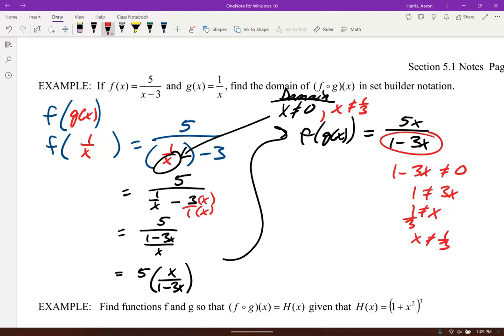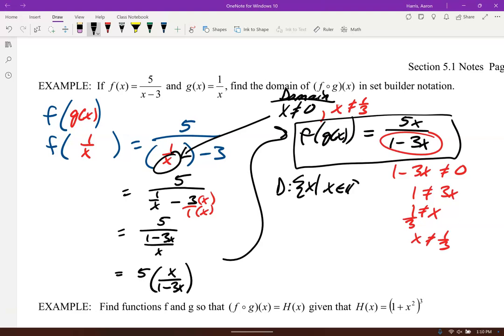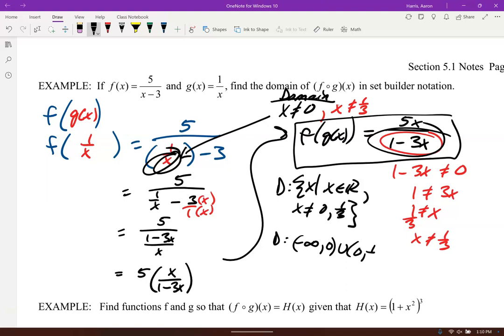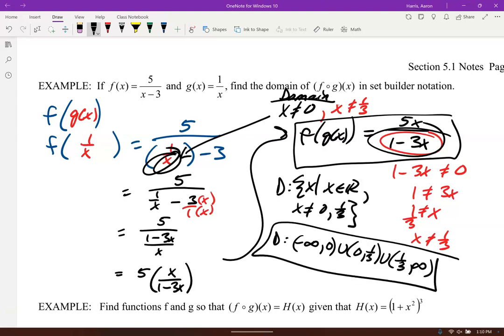So this is f of g of x, 5x over 1 minus 3x. I am done. I found that. But just note my domain is everything except for 0 and 1/3. It can't be either of those. So I had to pick it up right here at the beginning and at the end as well. Right when you plug it in, take a look at it first for your domain, and then at the end as well if you need to. Another way to write this domain is negative infinity up to 0, and then from 0 to 1/3, and then from 1/3 on.